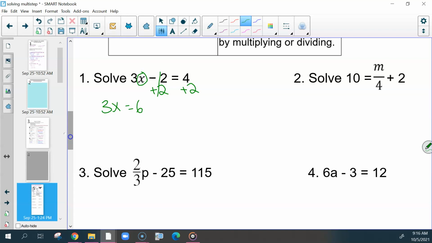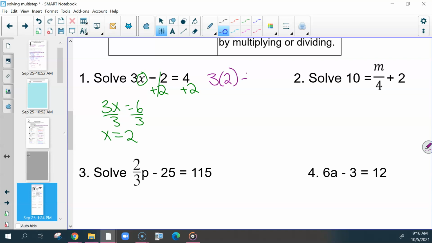And then how would I get x by itself? Divide by 3. Divide both sides by 3. So x would give us positive 2. But I want to make sure that this works. So I'm going to take this 2 and check it. I'm going to put it back in and see, is this my actual solution or not? So kind of next to it, I'm going to do that.